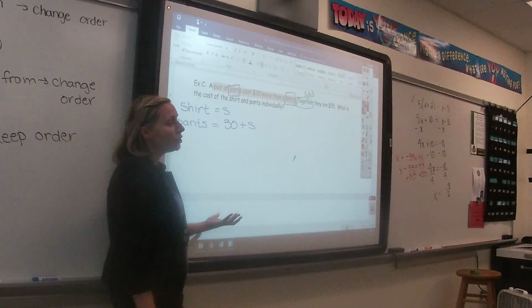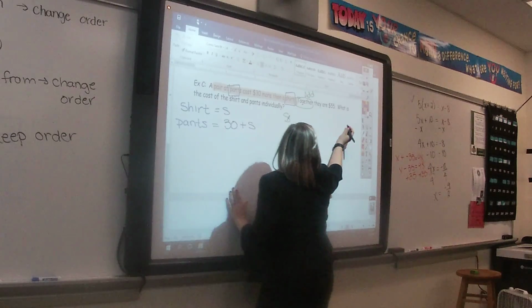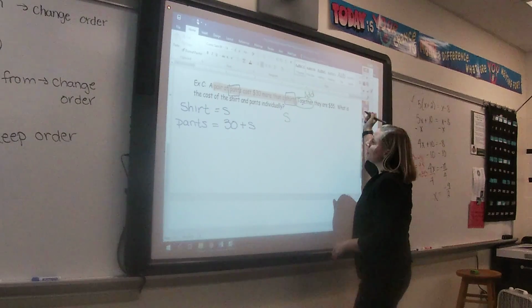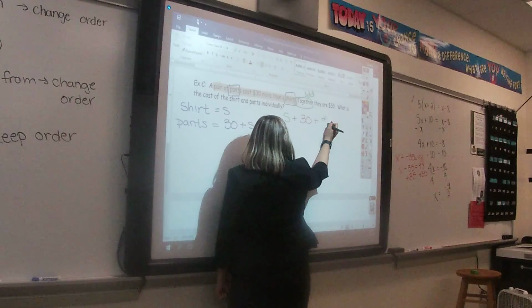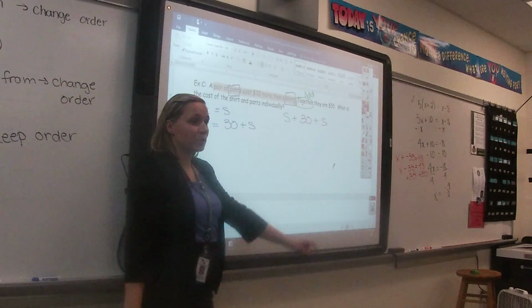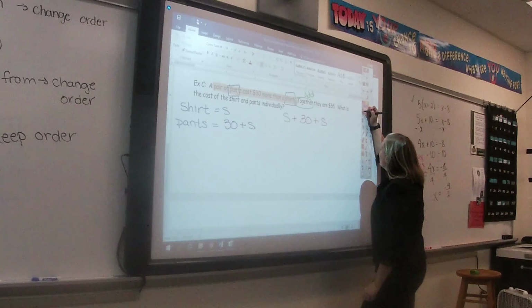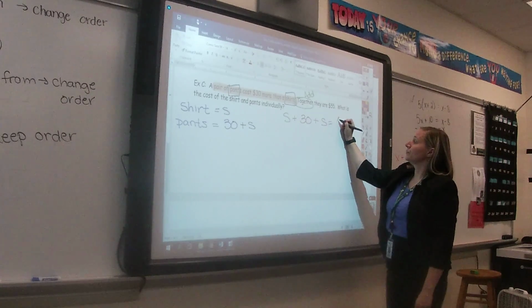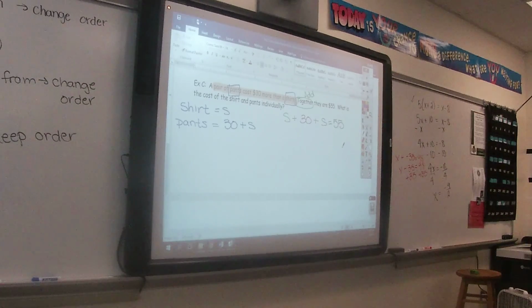How are we representing the shirt? S plus the pants. How are we representing the pants? 30 plus S. Right? So I'm now doing the shirt plus the pants. And what should those have a total of? $55. How do we feel about that? Does that make sense of where that comes from?